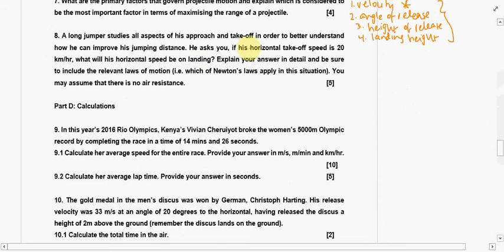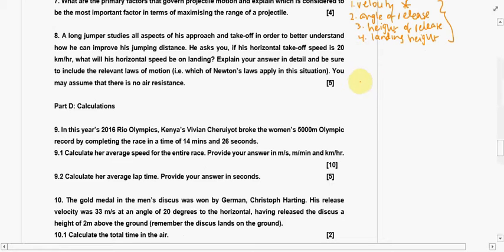8. So you have a runner that has an approach speed of 20, and he asks you that when he lands, what will his approach speed be? You know, does he slow down? Does he speed up? Is it going to be the same? What's the deal? So you're requested to explain your answer in detail and include the relevant laws of motion. So which of Newton's laws tends to apply in the situation?